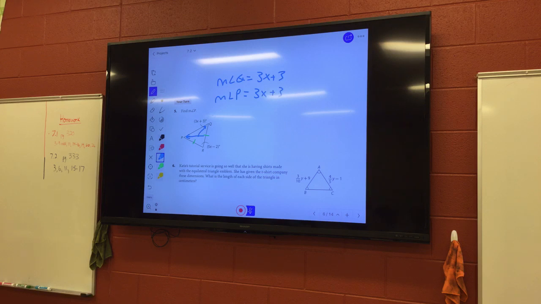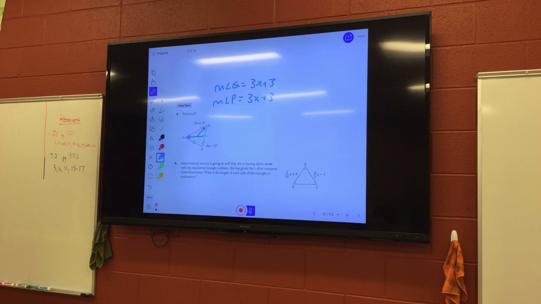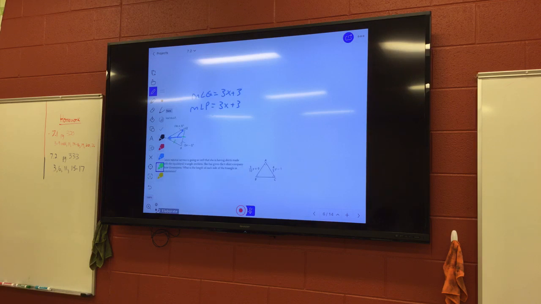Okay? Since I know the expression for that, now I just need to figure out what x is. So what do I know about all three of these angles if I add them up? 180 degrees. So let's add all three angles. I have angle Q, which is 3x plus 3, plus angle P, which is 3x plus 3. And then I'm going to add angle R, which is 5x minus 2. Like we said, those are all angles of a triangle, so if we add them, we're going to get 180.